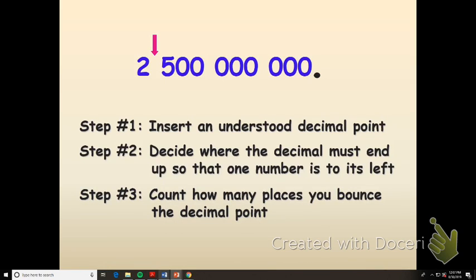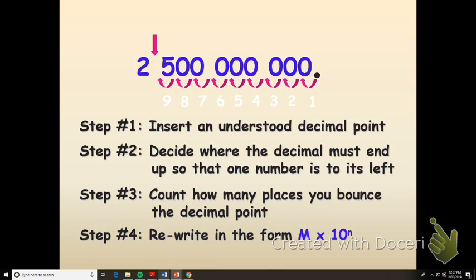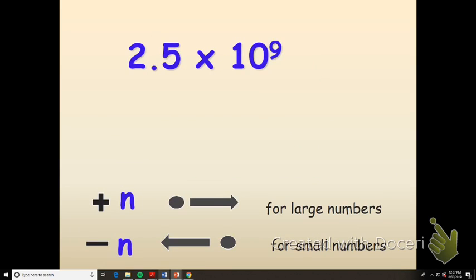Then I'm going to count how many places I bounce this decimal point. Because remember, decimal points bounce, not fly. So I go 1, 2, 3, 4, 5, 6, 7, 8, 9. So I bounced 9 times. Now I'm going to rewrite it in this format. So the m should now be 2.5, times 10, and the n is how many times you bounce it. So let's look. It should be 2.5 times 10 to the 9th power.